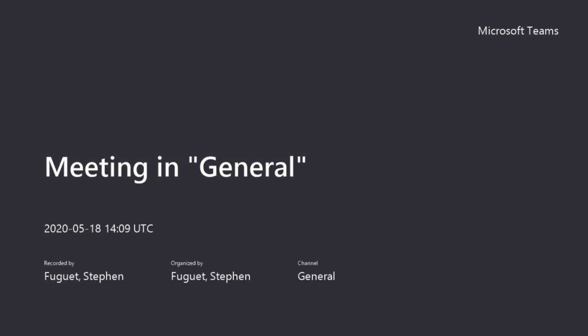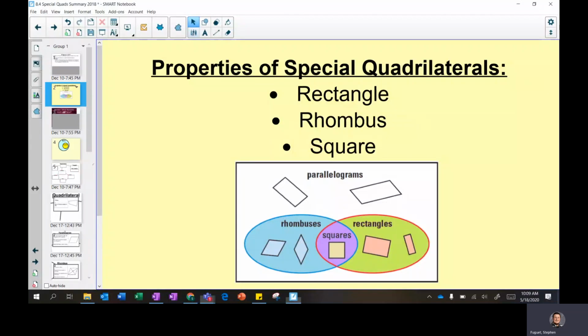And welcome to this video, in which we're going to be talking about properties of special quadrilaterals. Specifically, to go into a little more detail, we're going to be talking about properties of rectangles, rhombuses, and squares. You might know a lot about these shapes already coming into this lesson. What we're going to do in this video is talk about how to connect them together and show you what relationships they have with each other.